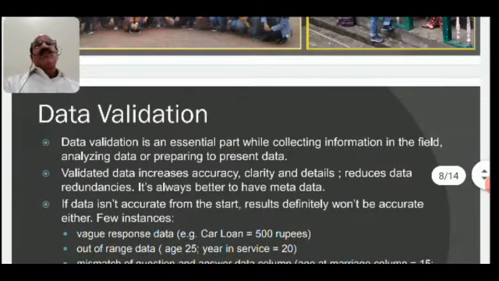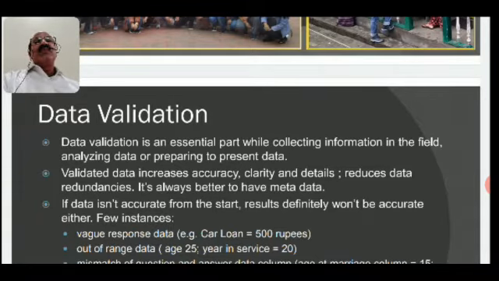Data validation. Once you have collected data, it has to be validated. The pilot survey helps in this data validation. Data validation is an essential part while collecting information in the field, analyzing data or preparing to present the data. Basically, it should be representing the true or the ground realities as they are. It's just like a mirror image. It's not altered. So data validation is there.